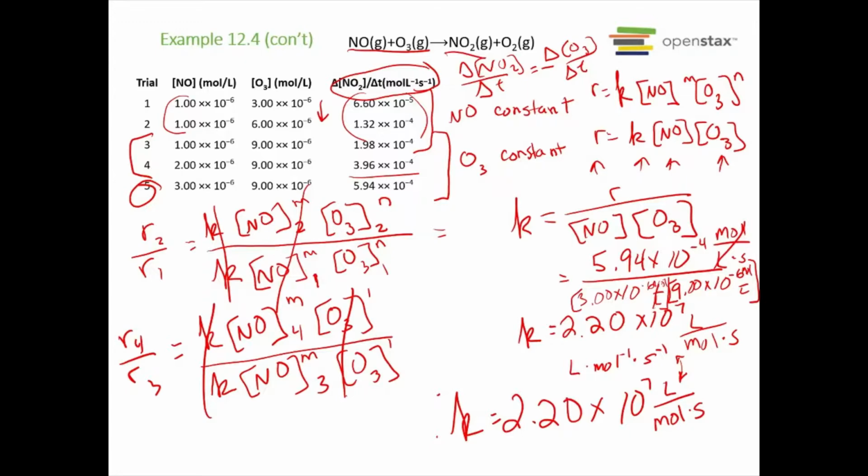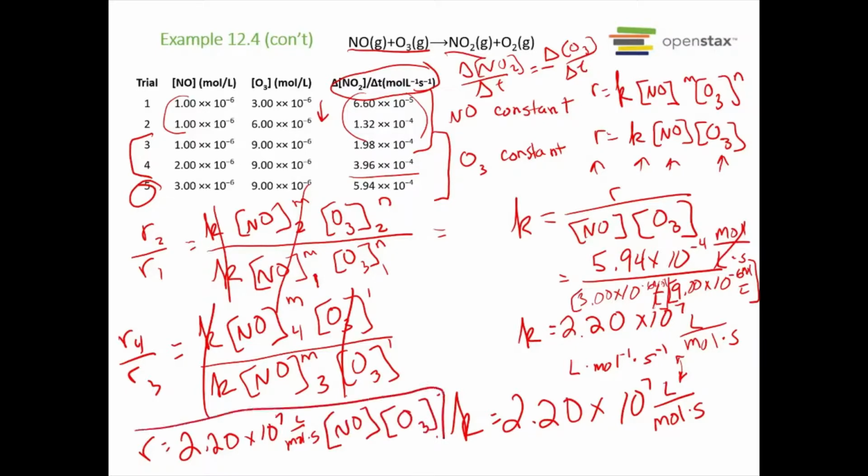So then our final rate law is that R equals 2.20 times 10 to the 7th liters per mole second times concentration of NO times the concentration of ozone. Now we've got a rate law and our rate constant. All right, let's take a nice deep breath, exhale, for us to continue on. All right. So this is a good question that would be a great exam question. So this is something that you guys need to be confident in your abilities.